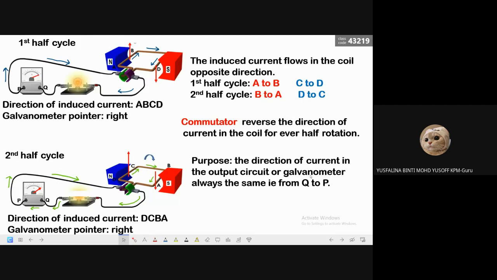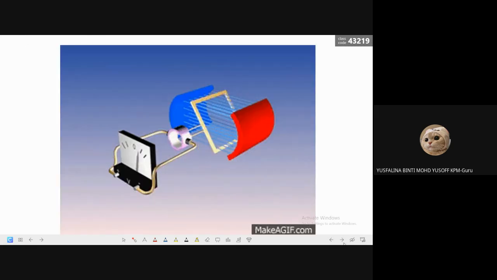So the purpose is that the direction of the current in the output circuit or galvanometer is always the same, from Q to P. This is for the second half. This is the first half, then we come here, it becomes the second half. So this is how the DC generator works, the movement like that. So only one way.